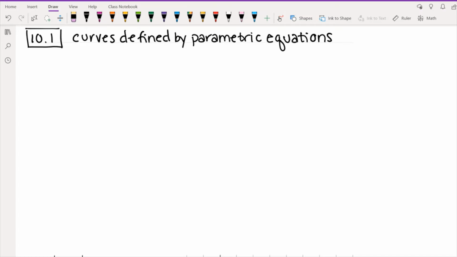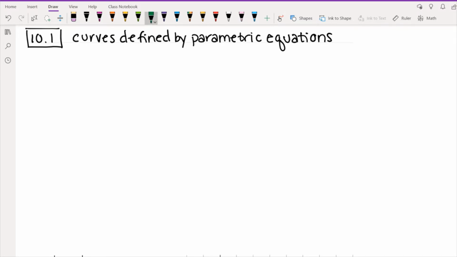Hi everyone. So in this video, we're going to be talking about a new way to describe a graph using something called parametric equations. We're not actually going to be doing any calculus in this video. We're first going to be getting comfortable with how parametric equations work. And then in the next video, we'll see how we can do some calculus using these equations.